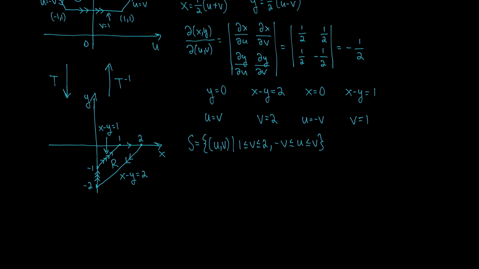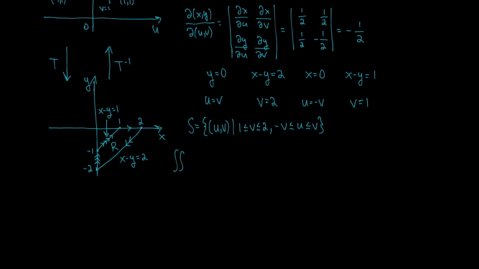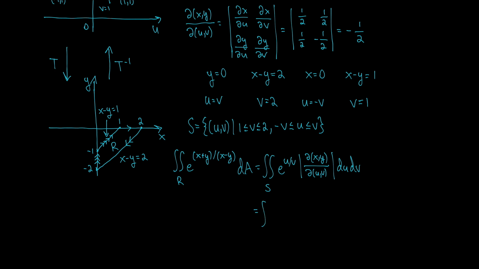So now we can do our double integral. Because we have our Jacobian, we have our region, we can see that our double integral over R of e to the x plus y over x minus y dA is equal to the double integral over S of e to the u over v times the absolute value of the determinant of our Jacobian, du dv. So that's from 1 to 2 for v, that's what we said, and then minus v to v for u, e to the u over v, times the absolute value of minus 1/2 is 1/2, du dv.